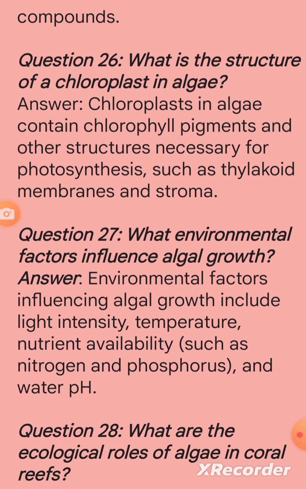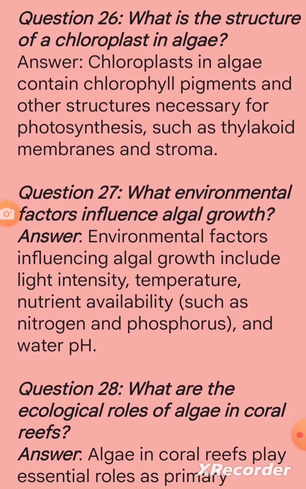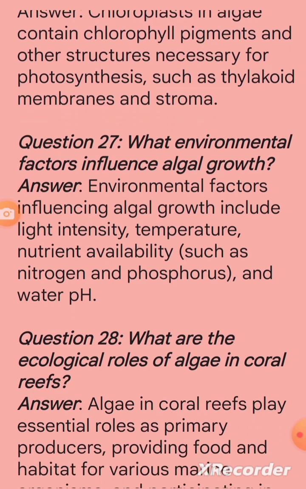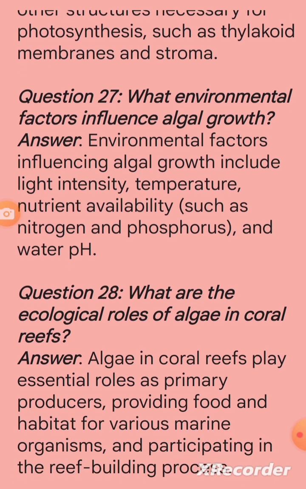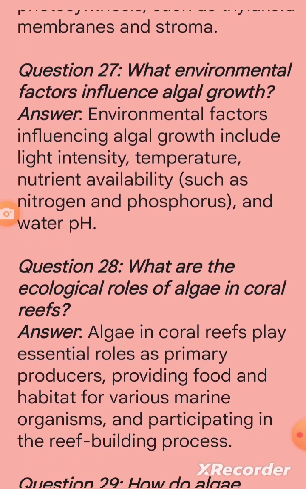Question 26. What is the structure of a chloroplast in algae? Answer. Chloroplasts in algae contain chlorophyll pigments and other structures necessary for photosynthesis, such as thylakoid membranes and stroma.